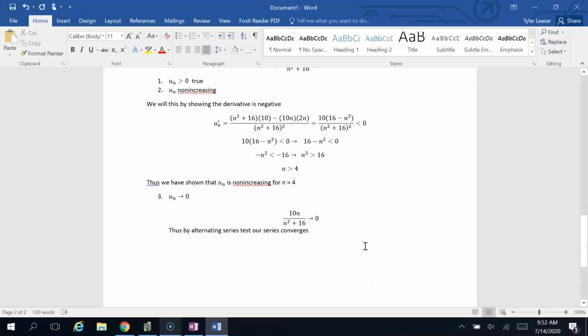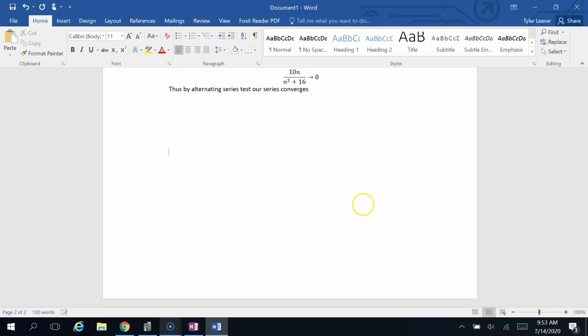Great. So that's the alternating series test. There's just one little thing that I want to show you. It's only going to take a minute, so I'm not going to make a new video for this. The other thing that I want to show you is that you can also use alternating series to do some approximations. So this theorem is called the alternating series estimation theorem.